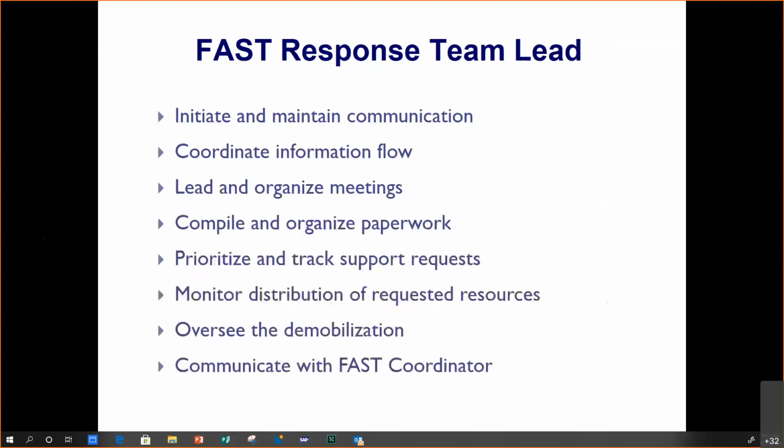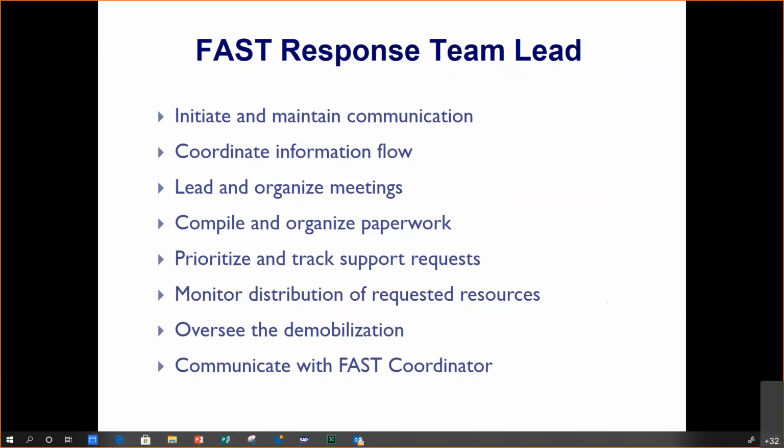Next slide. So the team lead has a little bit more responsibility. You'll initiate and maintain communication with the shelter manager and with the shelter coordinator. You're kind of the liaison between the two. Also, you're going to coordinate the information flow between the shelter manager and the coordinator. So again, you're kind of like the liaison between the two to make sure there's a controlled process of communication between the staff, the manager, and the coordinator at the state level.